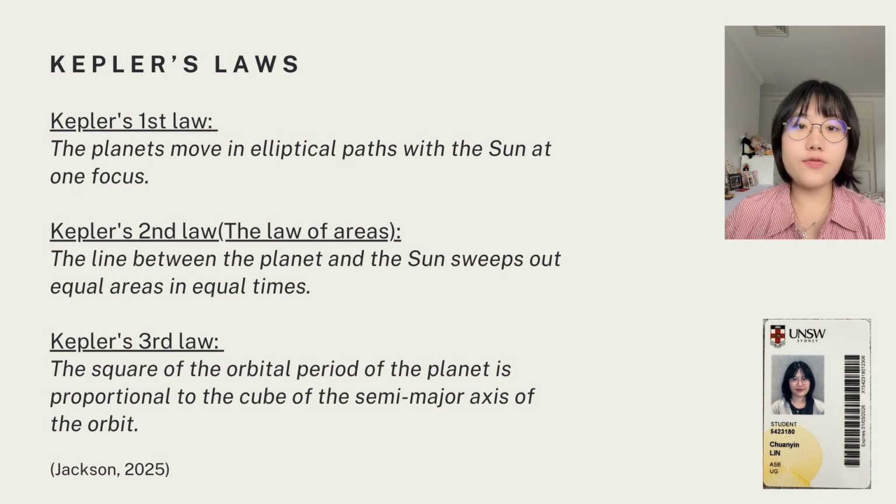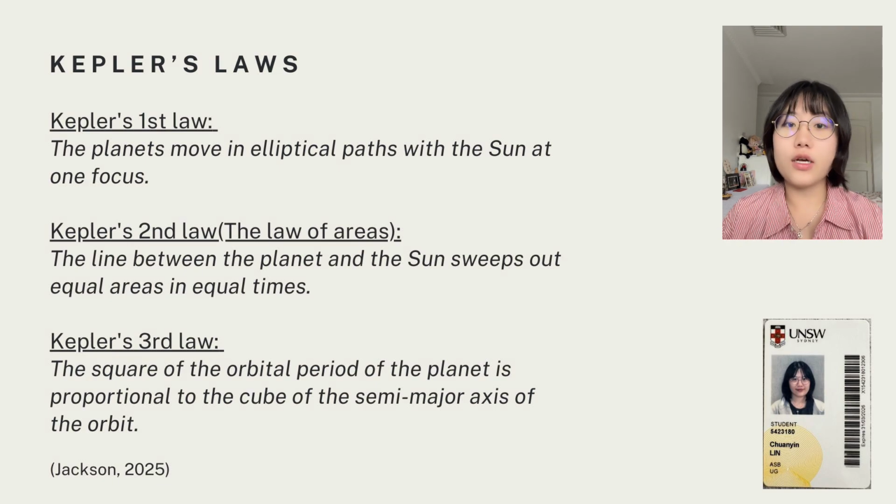Kepler's laws are the final solution to the problem of planetary motion, which is one of the foundations of astronomy. Kepler's first law is that planets move in elliptical paths with the sun at one focus. Kepler's second law is the law of areas: the line between the planet and the sun sweeps out equal areas in equal time. Kepler's third law is that the square of the orbital period of the planet is proportional to the cube of the semi-major axis of its orbit.